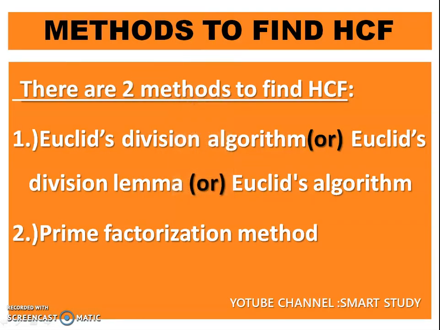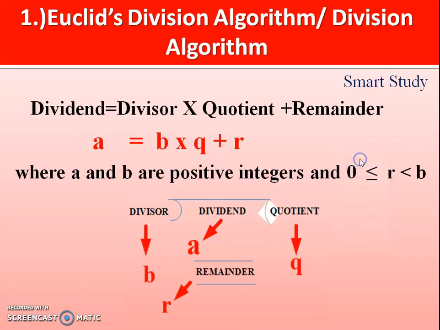So methods to find out HCF. There are two methods to find HCF. One is Euclid's division algorithm, or it is also known as Euclid's division lemma or Euclid's algorithm. And the second method is prime factorization method.